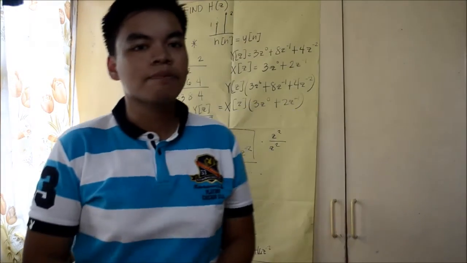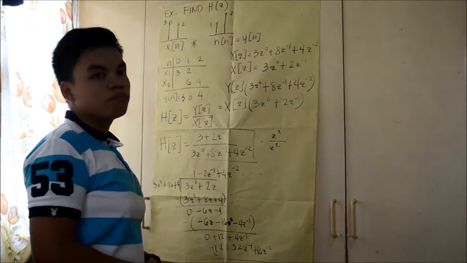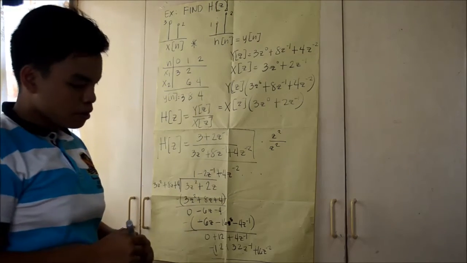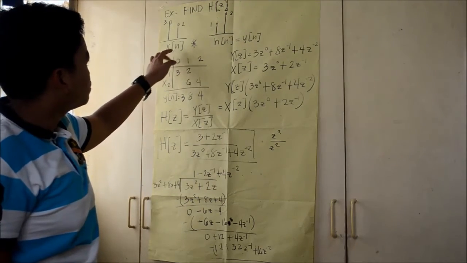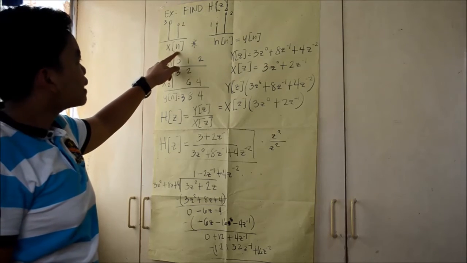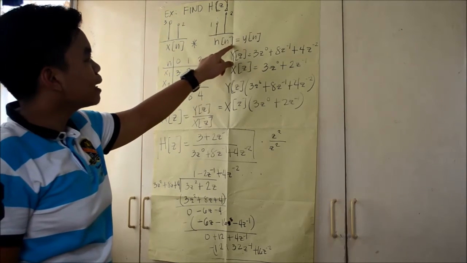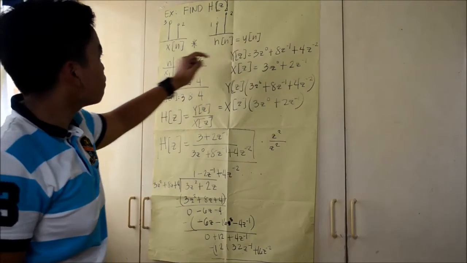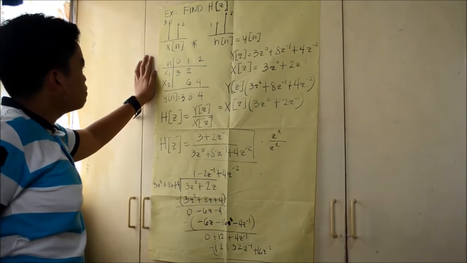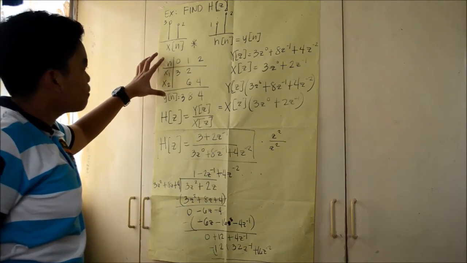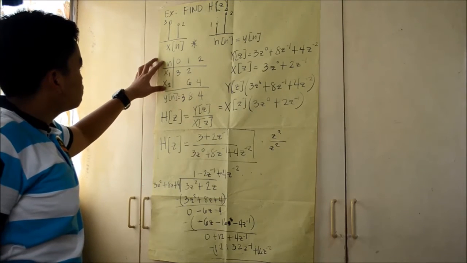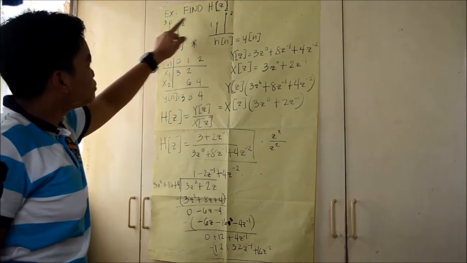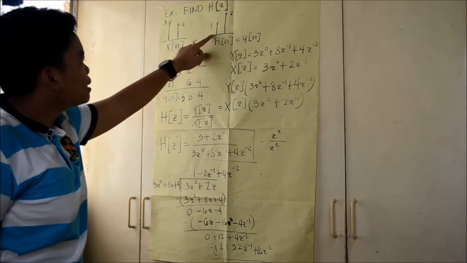For our last example, find H(z). We have here the convolution operation. X[n] convolved with H[n] is equal to Y[n]. But how can we do this? We'll be having this form of equation. X sub 1 is 3 times 1 is 3, 2 times 1 is 2.